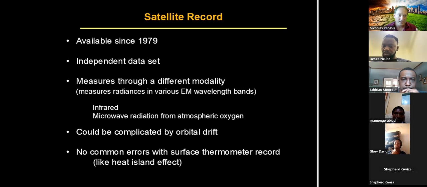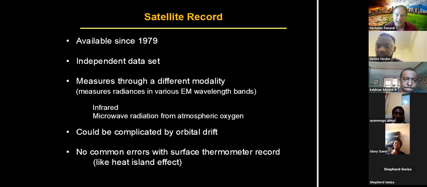An important thing to mention about this is that every measurement is going to have some kind of errors, right? We talked about in the surface thermometer record how you might get trends and errors produced by the urban heat island effect in urbanization, how that could lead to a trend. Talked about that last time.